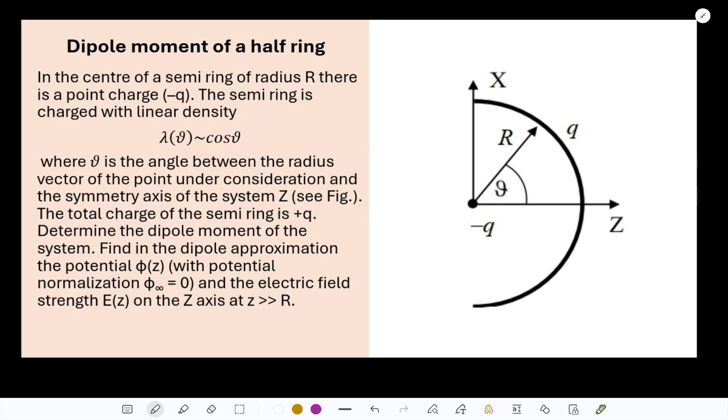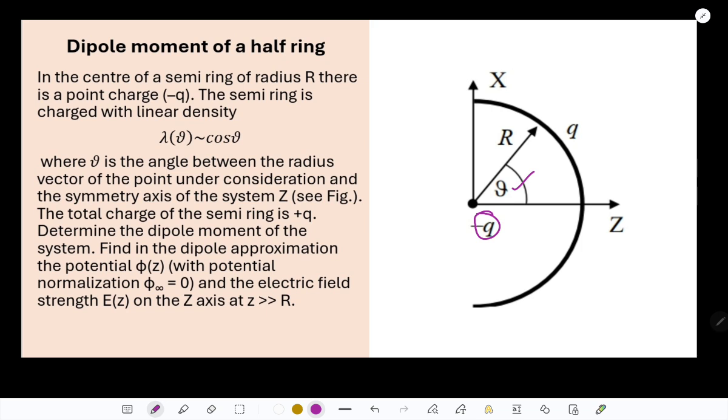The statement of the problem is: in the center of a semi ring of radius r, there is a point charge minus q. You can see it here. And the semi ring is charged with linear charge density proportional to cos theta. Theta is the azimuth angle, you can see here.